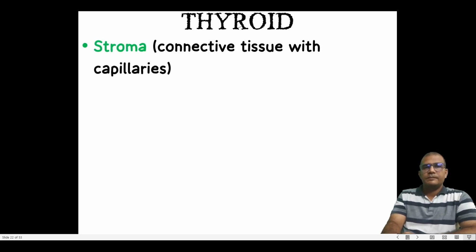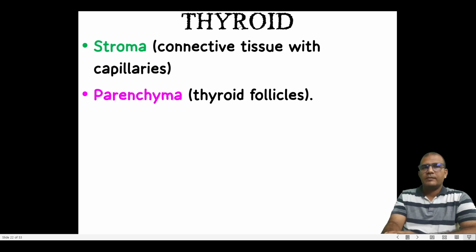Next we will discuss the histology of the thyroid gland. Again the pattern will be the same. It consists of stroma, which is made up of connective tissue and capillaries. The parenchyma consists of thyroid follicles, which is the secretory portion of the gland. The blood vessels, again, these are capillaries.